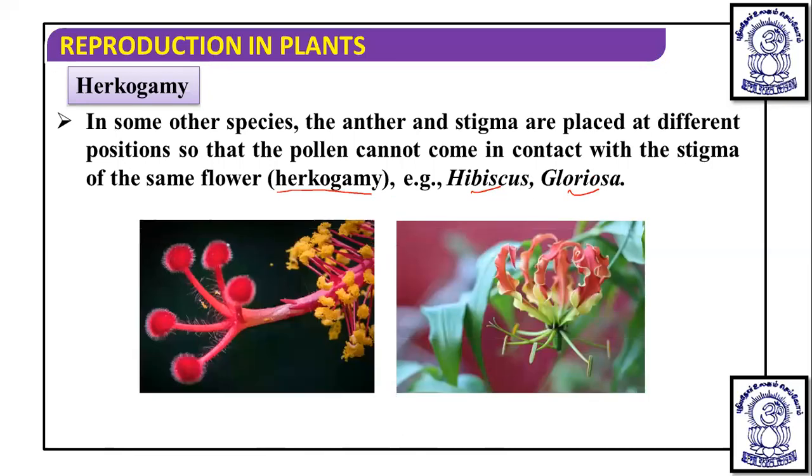So here you can see this is the thing. See, here this is the stigma and this is the pollen, this is the anther. So these are at the below position, so it is not possible that the pollen reaches this position.